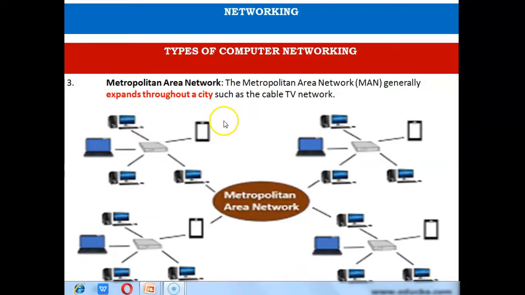The third type of computer network is the MAN, which is Metropolitan Area Network. This expands through a city. For example, the computers in two cities can be connected. And once this is carried out, we'll call it what? Metropolitan Area Network. For example, the city of Lagos and Badagry or Ojo computers are connected. Once they are connected and they are able to share information or resources, then we'll call that type of network Metropolitan Area Network.